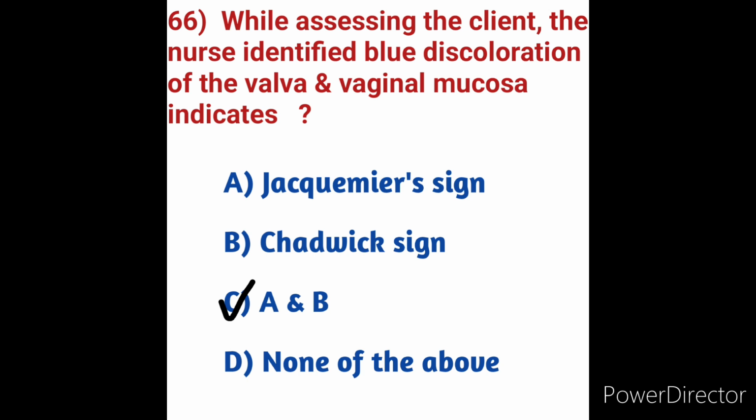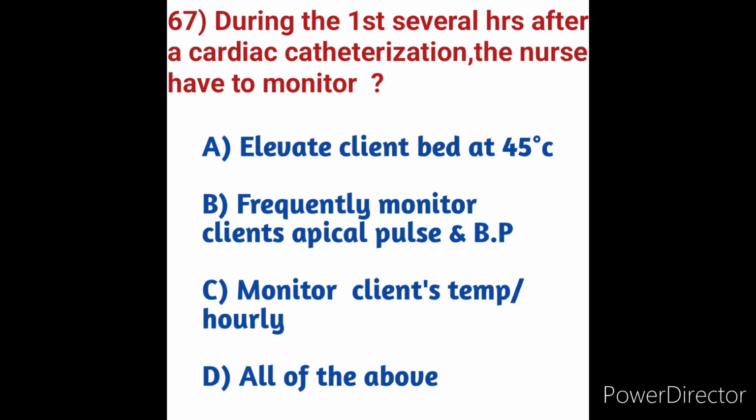Next we will move on to question number 67. During the first several hours after a cardiac catheterization, the nurse has to monitor. Here the client has had a cardiac catheterization. In the first several hours after the cardiac catheterization, the nurse has to monitor. We will see here the options. Option A, elevate client bed at 45 degrees angle. Option B, frequently monitor client apical pulse and blood pressure. Option C, monitor client's temperature hourly. Option D, all of the above.